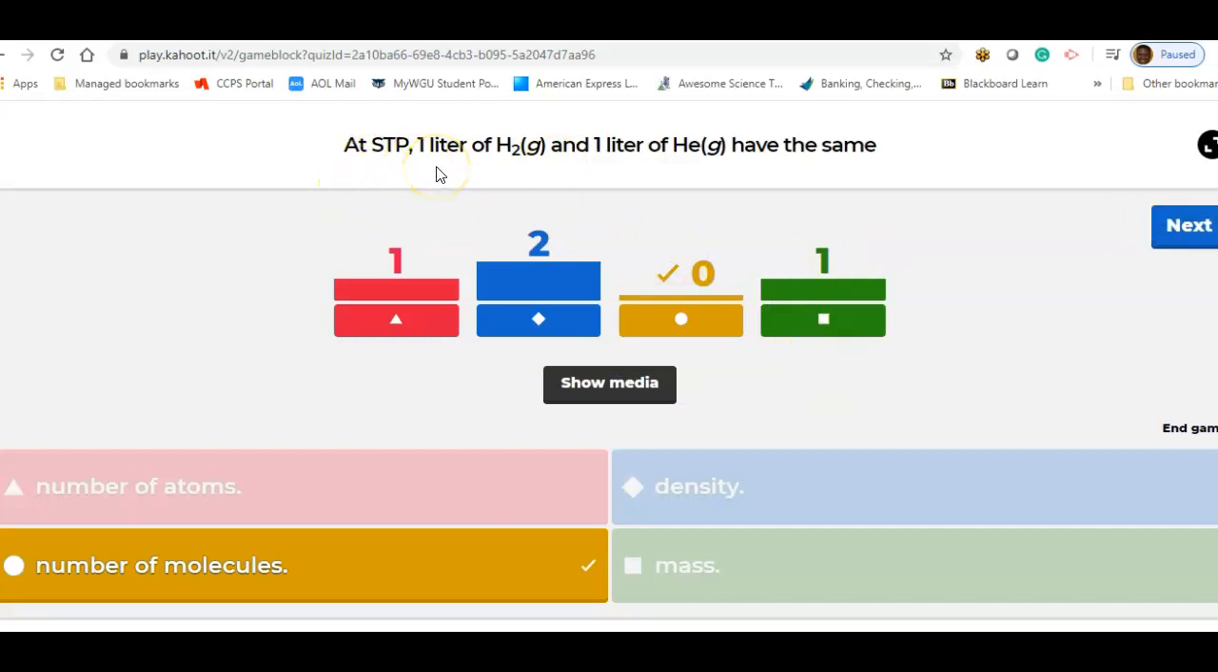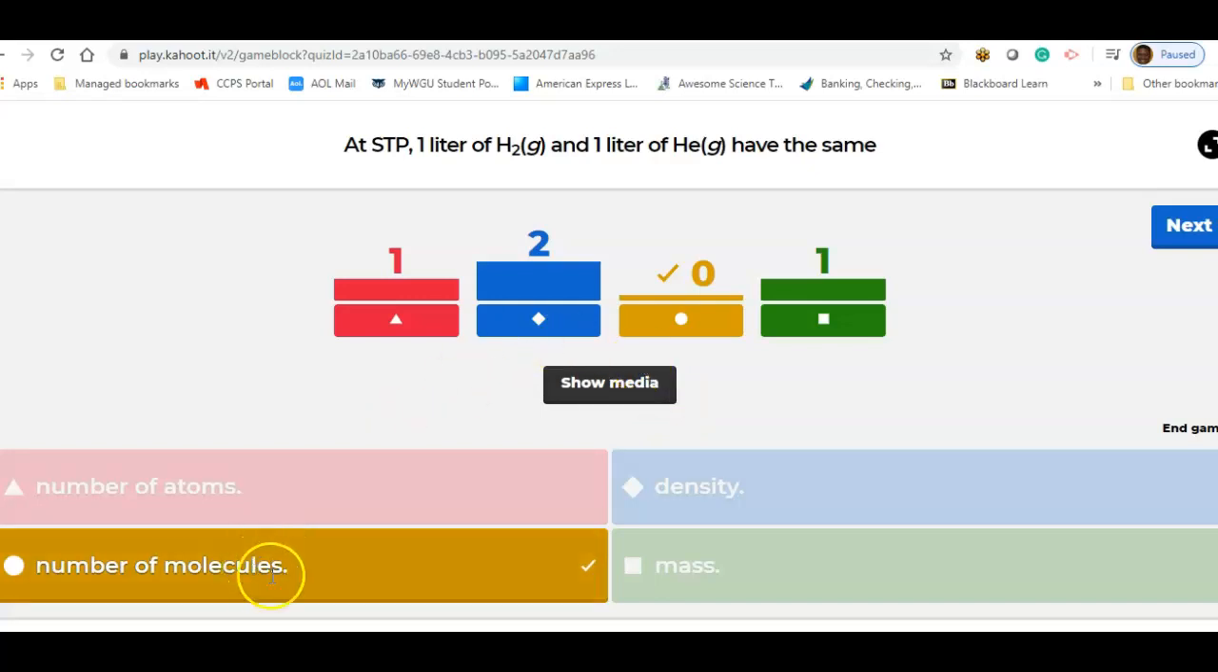At STP, 1 liter of hydrogen and 1 liter of helium have the same number of molecules. The same number of molecules. That's what it should be. None of you got it right. You're saying number of atoms, number of density.